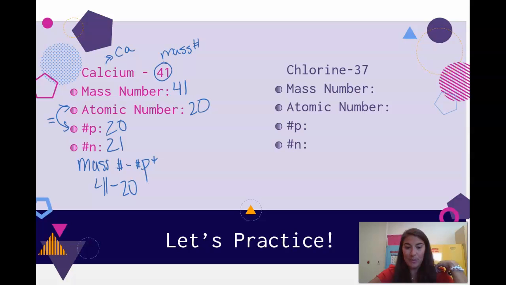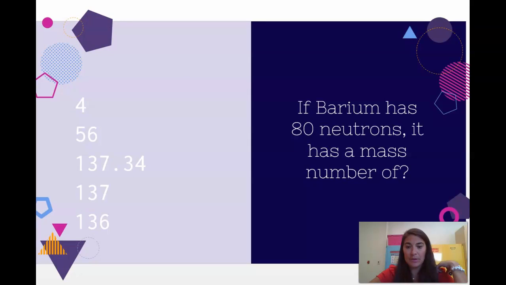Hopefully that went okay. Now I would like you to think about this question. Again, barium, element Ba, find it on the periodic table. It's got 56 protons. I'm telling you the question, 80 neutrons, add them together, that gets you 136. So that's protons and neutrons.